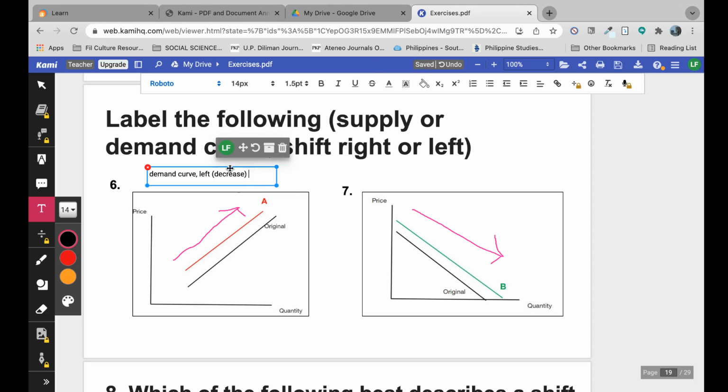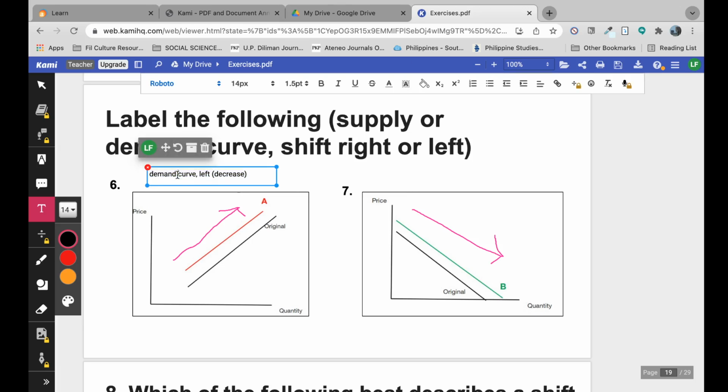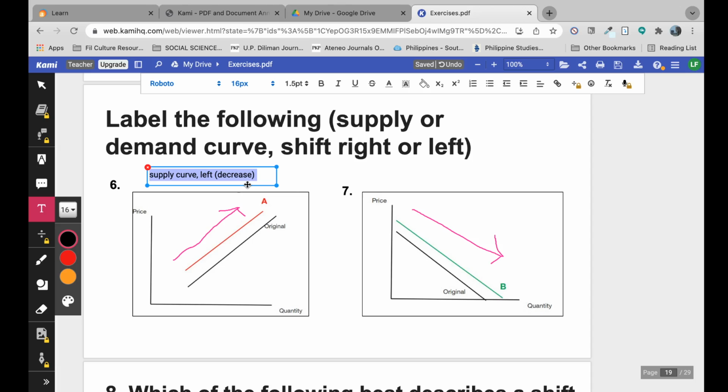And for our number 7, you can see that this is a... Wait lang. Sorry guys, I'm so sorry. This is a supply curve. This is upward sloping. Ayun. Okay. Don't get confused. So this is a supply curve, and it's quite confusing, as you can see, di ba? Basta just make sure that you stay calm and focused.